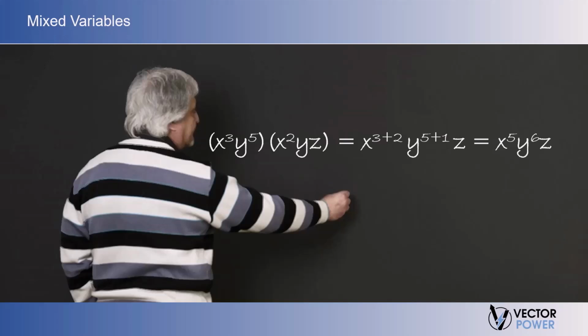So we have x to the third, y to the fifth, x squared, y and z. So again, if we add the exponents of our like variables, we would end up with x to the 3 plus 2 and y to the 5 plus 1. And that would simply give us x to the 5th power, y to the 6th power, times z.